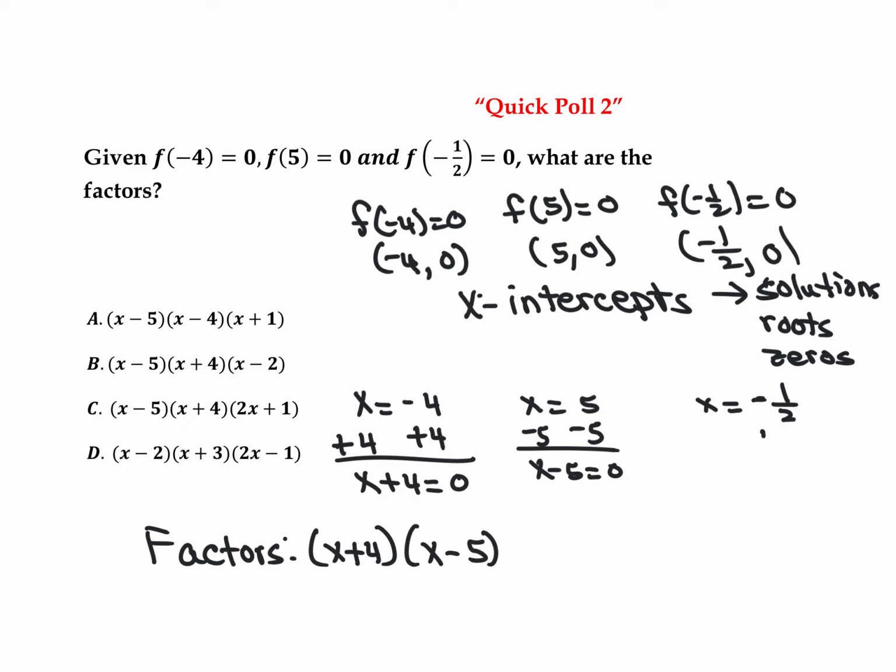And on the third one, I'm going to add 1/2, and I get x plus 1/2 is equal to 0. We know when factoring that we cannot have fractions. And when we do have fractions, we have to bring that bottom up. So that means my factor becomes 2x plus 1 equal 0. So the factors are x plus 4, x minus 5, and 2x plus 1, which is answer C.